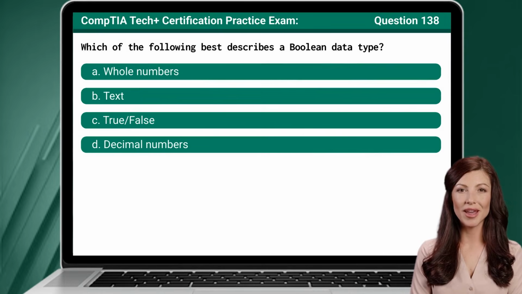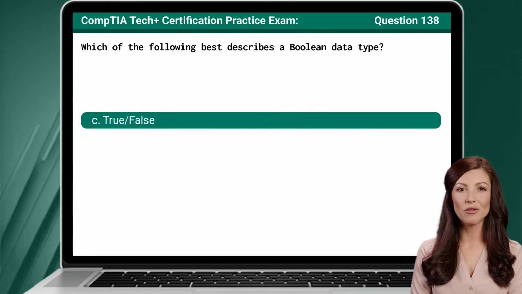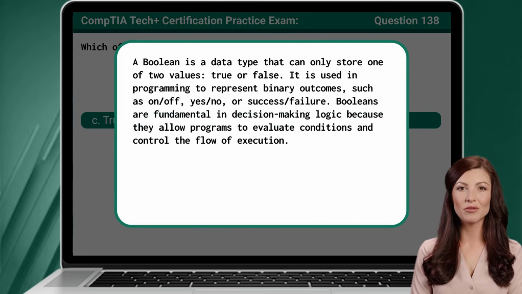Question 138. Which of the following best describes a Boolean data type? The answer is C. True-false. A Boolean is a data type that can only store one of two values, true or false. It is used in programming to represent binary outcomes, such as on and off, yes and no, or success and failure. Booleans are fundamental in decision-making logic because they allow programs to evaluate conditions and control the flow of execution.